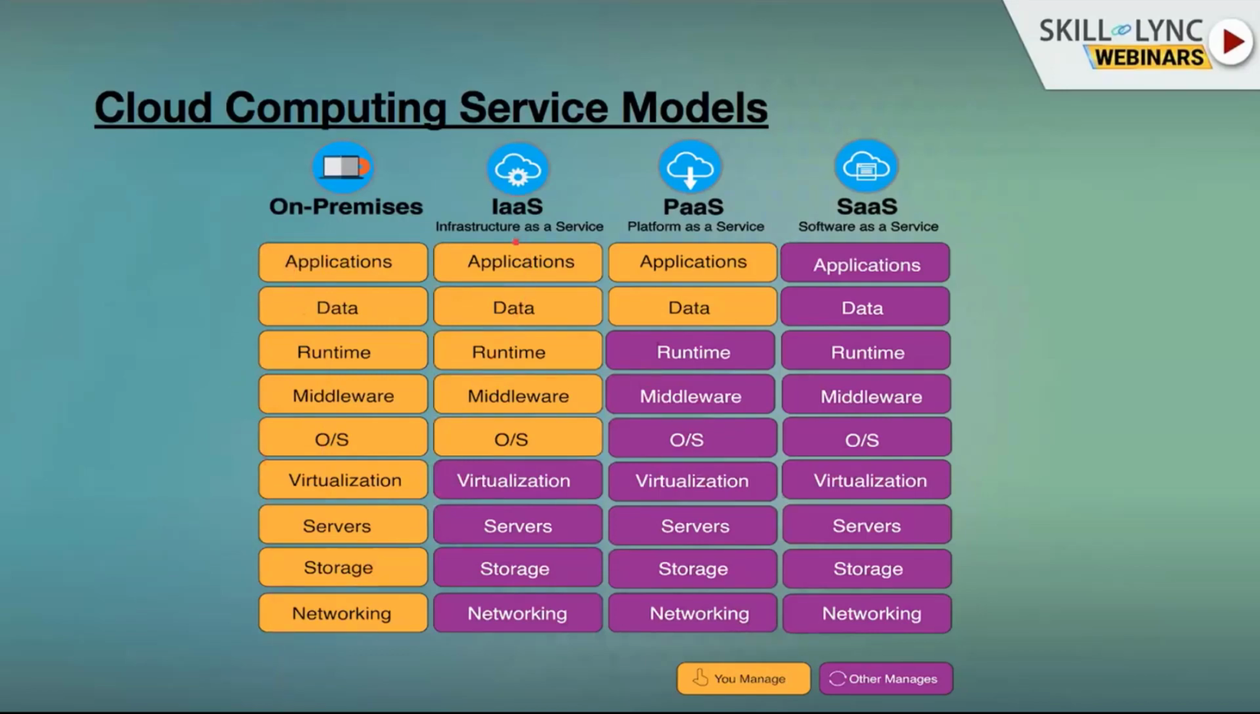But in infrastructure as a service, anything that's related to the infrastructure gets taken care of by the cloud service provider. And anything in terms of the application and data gets taken care of by you. Then in platform as a service, only data and application get taken care of by you. Whereas in software as a service, you do not manage anything, right?